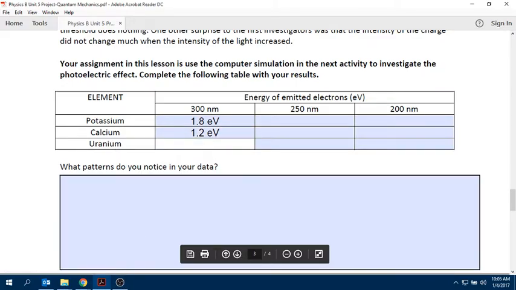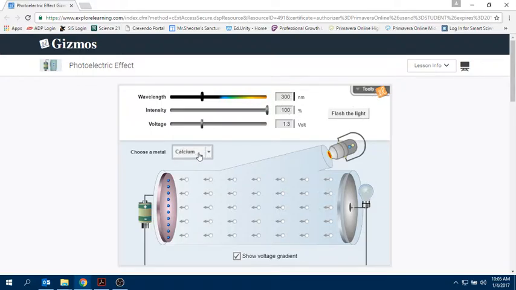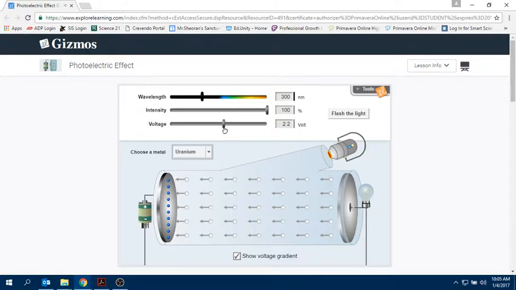Let's do our last one. So, uranium. Once again, max it out. Bang. So 4 was too intense. Let's go down to 2. Oh, 2 still not getting a lot. Let's go down to 1.